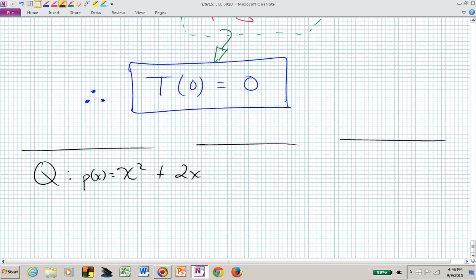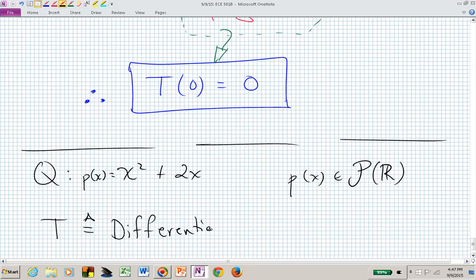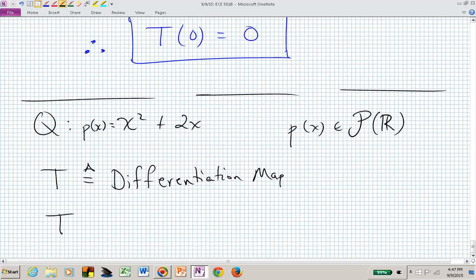So P of X is an element of this set of all polynomials. Now, what's your question? So now we're going to use the differentiation map. So now we're saying T is the differentiation map, so that on this example, T of P is now 2x plus 2.